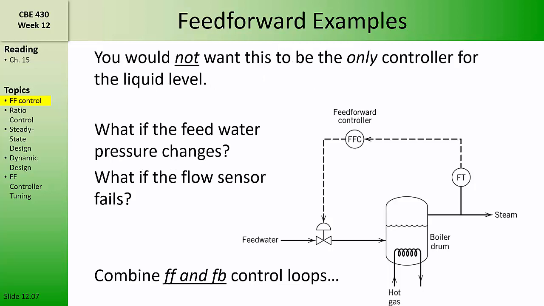Now, if we were to use a feed-forward control loop like this, we would not want this to be the only controller for the liquid level, because it only measures one possible disturbance. There are other disturbances. What if the feed water pressure changes? Or what if the flow sensor fails? For this reason, we often combine feed-forward and feedback control loops, and there are various ways to combine them.